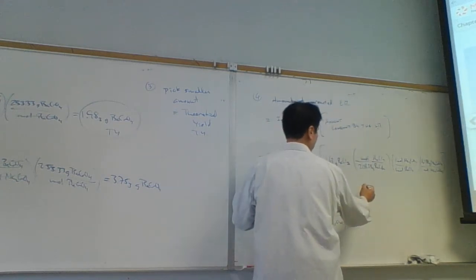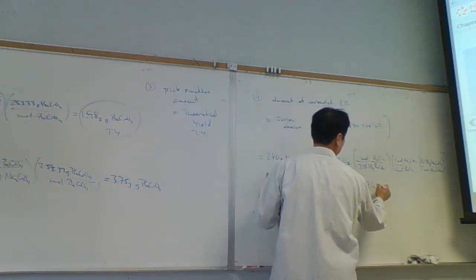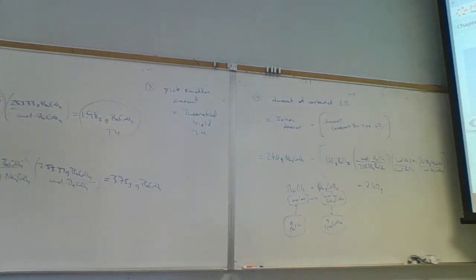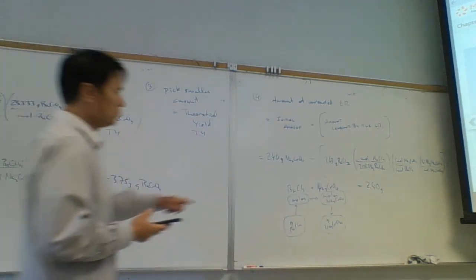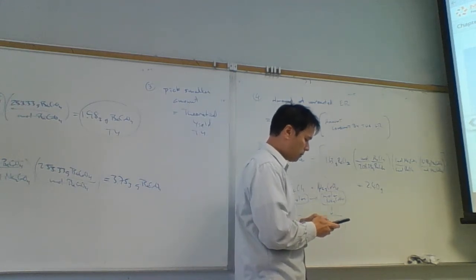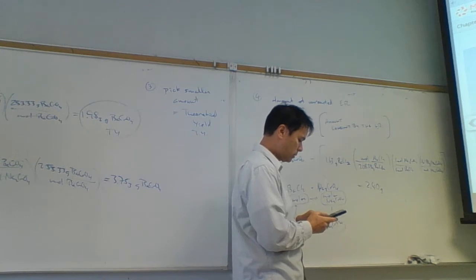So what does that come out to? So it's going to come out to 2.40 grams minus how many grams we got there? So let's see, 1.63 grams of barium chloride is going to require how many? So 1.63 divided by 208.